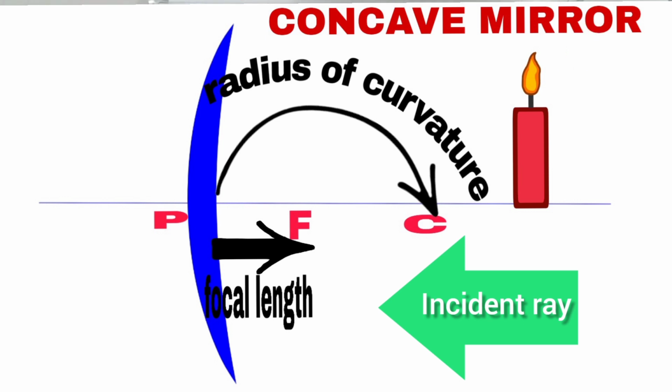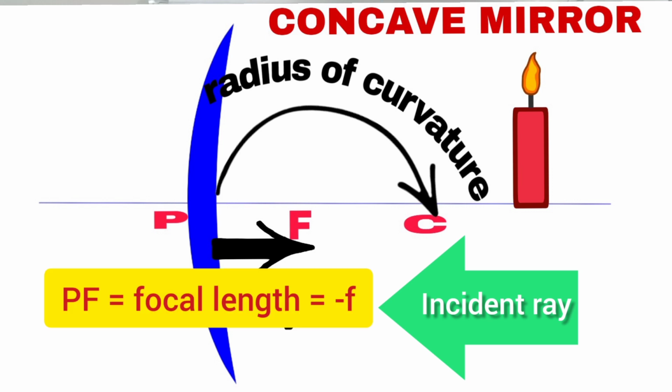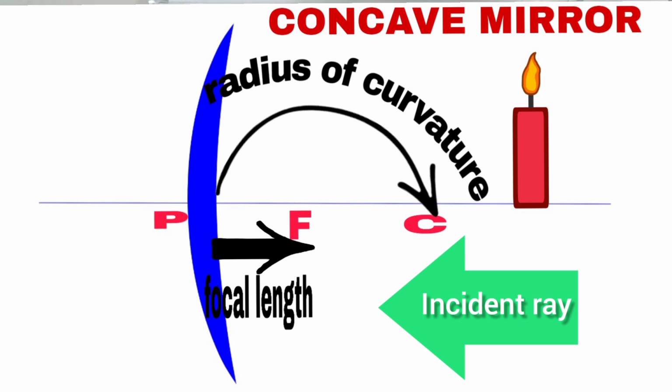Now measure the distance of the focal length. The focal length is nothing but the distance from pole to focus. In the case of a concave mirror, the distance is opposite to the incident ray, so you should take the focal length of the concave mirror as minus f. In a similar way, the distance from pole to center of curvature, which is the radius of curvature, is also opposite to the incident ray. You should take that as negative.